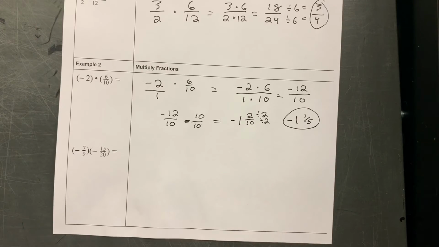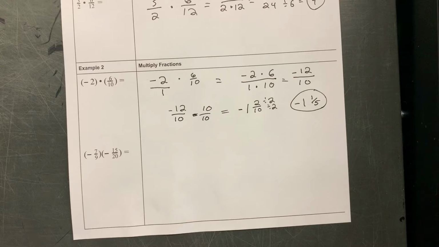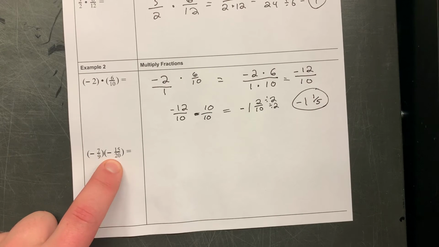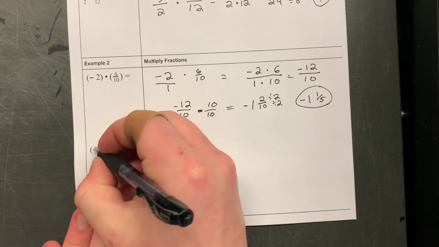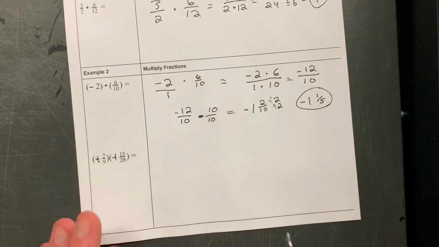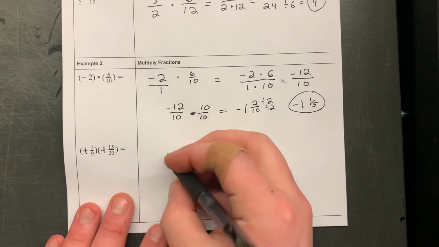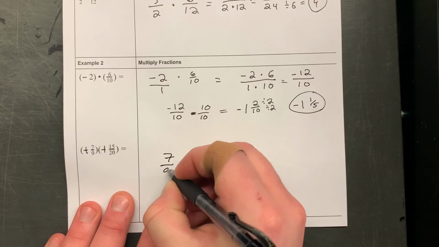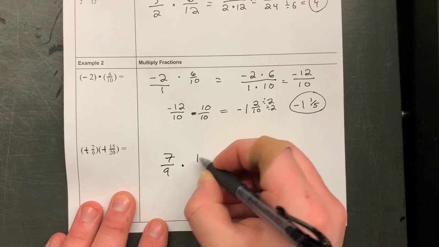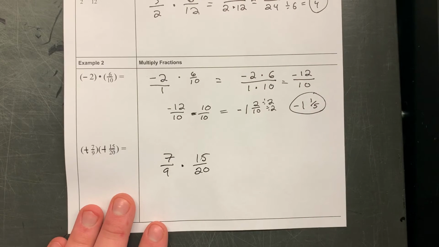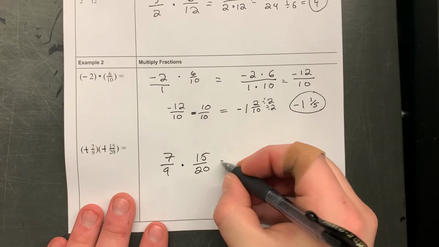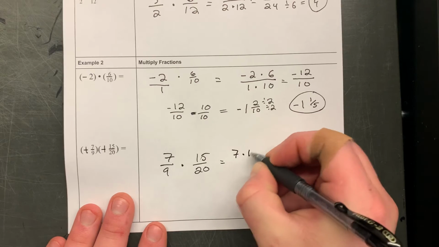We go down to our next question. I know that I have two negative numbers right off the bat. Okay, so I know my answer is going to be positive. So if you want to, you can just say that they're going to be positive, then you don't even have to worry about those negative numbers. Let's rewrite it. I'm going to rewrite my problem as multiplying across the top, across the bottom.